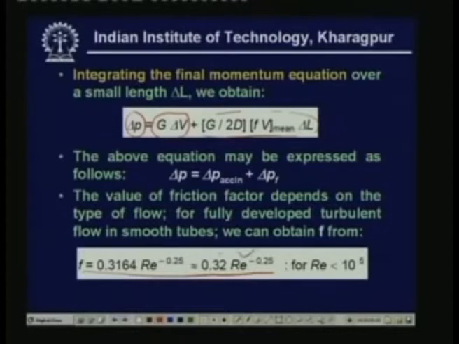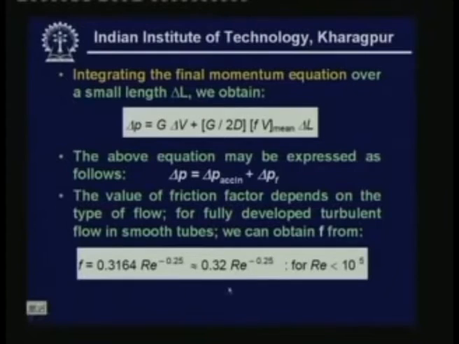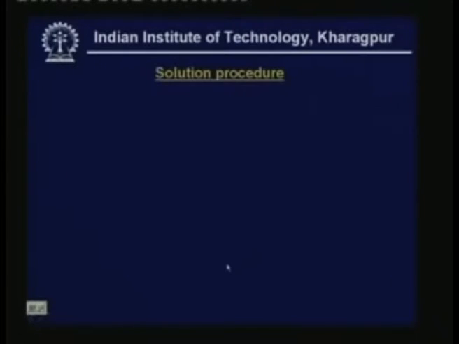So if you know the Reynolds number, then you can find out the friction factor. Once you find the friction factor and you know other things, then we can find out what is the required length. Now let us look at the solution procedure. This is the model suggested originally, and how do we solve this? The solution procedure is like this.